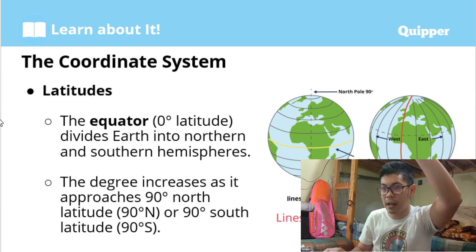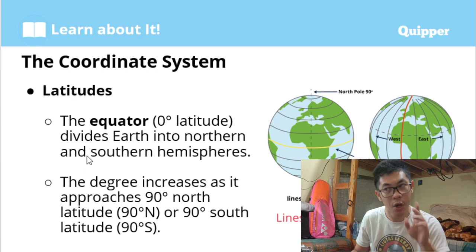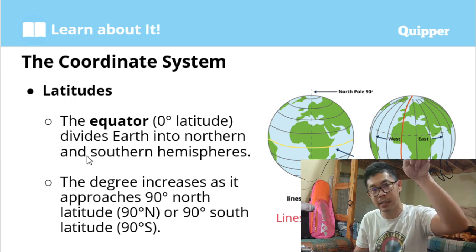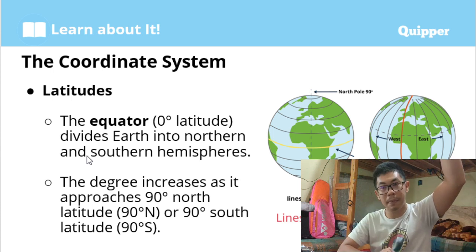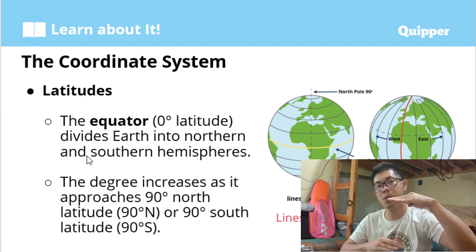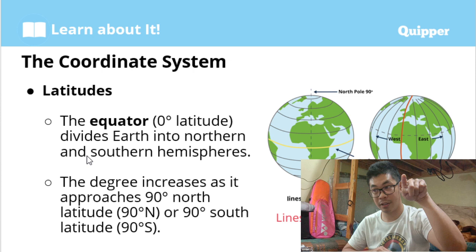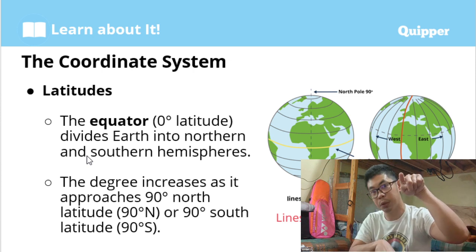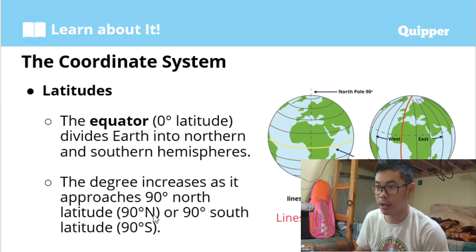Now, if you get to see, the degree increases as it approaches 90 degrees north latitude. So yung North Pole po na nasa taas, ito yung 90. Yung papunta din po ng pababa, ito po yung tinatawag na 90. So, it's just a matter of trying to put a direction there. Since it goes up, it's 90 degrees north. If it goes down, that would be your 90 degrees going south. That's the reason why here, nakikita natin, it's 90 degrees north, or 90 degrees south, or just by putting letter N there.